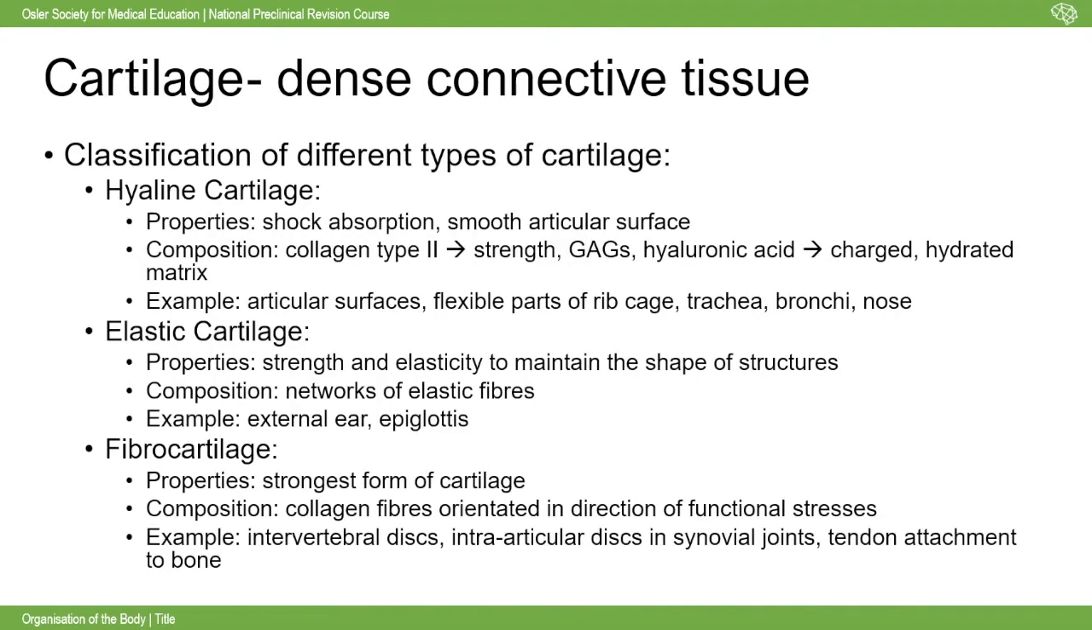So looking first at cartilage, we have 3 different types of cartilage that you need to know about. Hyaline cartilage, to start with, is often described as glassy looking because it's very hydrated cartilage, which has a smooth articular surface. You'll find this at joints and also flexible parts of the rib cage, the trachea, the bronchi, and the nose.